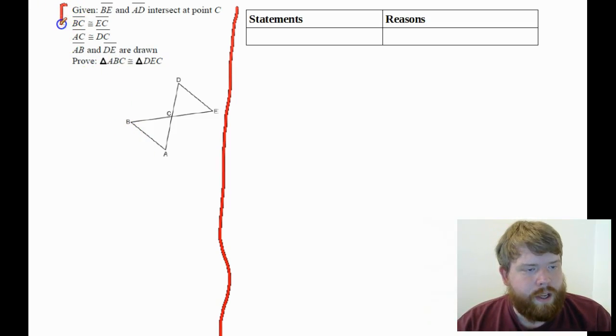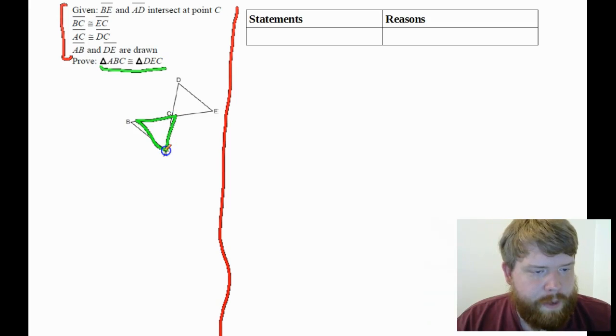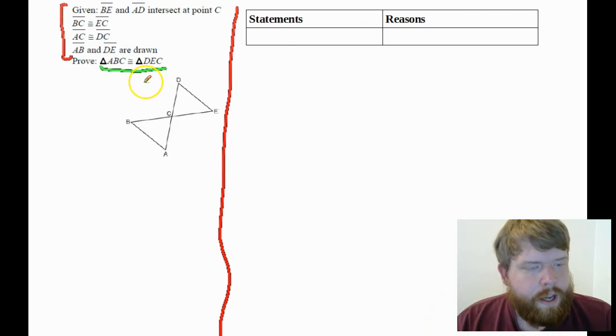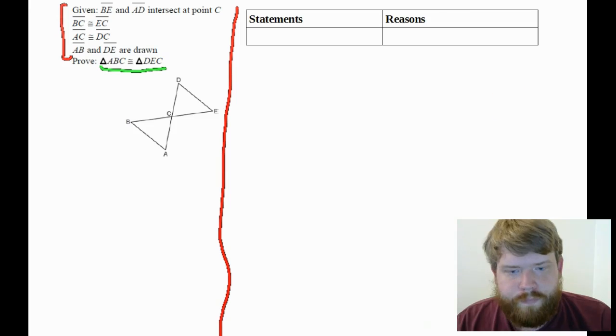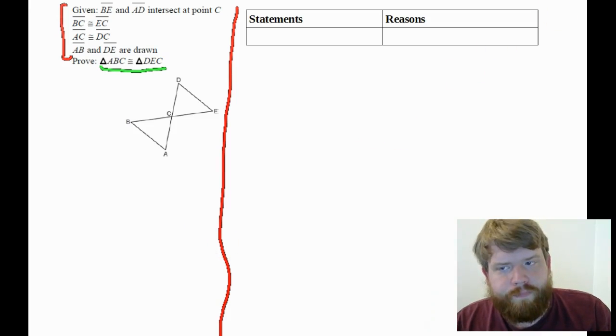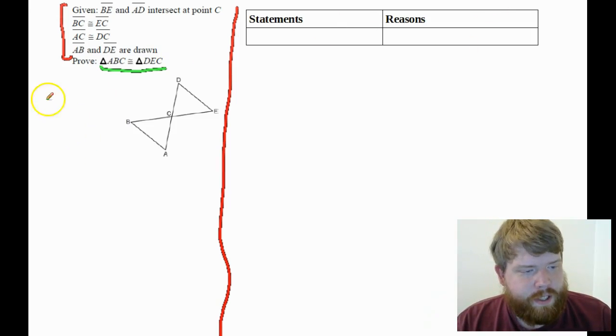Okay, so let's look first at the given information and also at what I need to prove, which I'm underlining here in green. I see triangle ABC is congruent to triangle DEC, and just to make sure we understand what those are, triangle ABC is right here, triangle DEC is right here. They're the two very obvious triangles. I'm looking to prove that they're congruent, and that's all. For congruence, I have a couple different options. I could use SAS or ASA or SSS or HL, but I'm not going to have to do anything else after I show that the triangles are congruent. I'm not going to have to use CP, or any of that kind of thing.